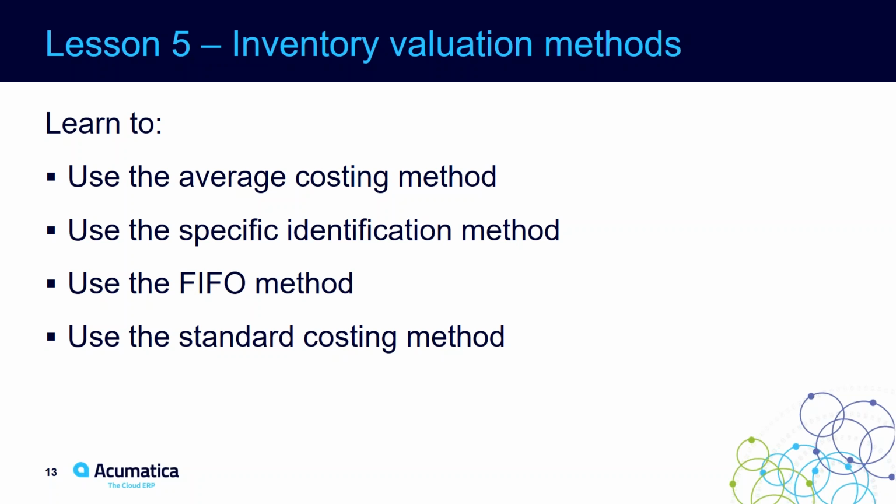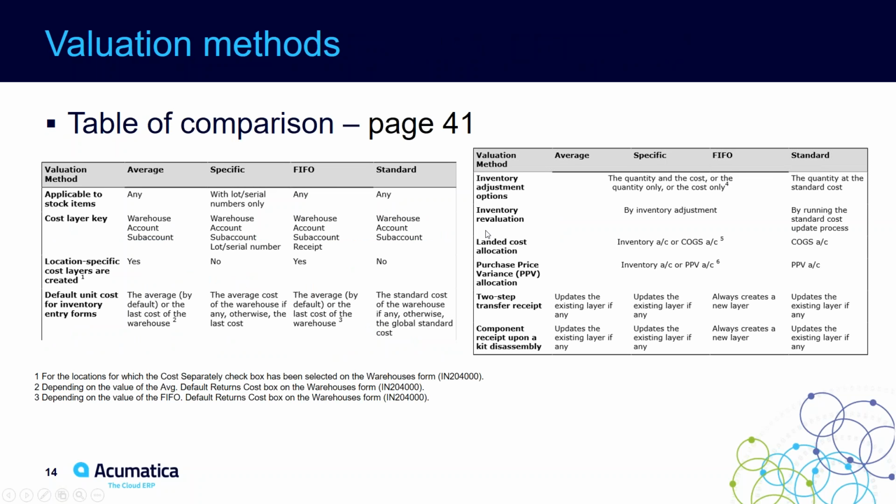So let's start with this valuation method table, which is very useful. Here we can see the differences between each of the valuation methods. For example, the valuation method average is applicable to any stock item. The specific is only for items with lot or serial numbers. FIFO can be applicable to any stock item, and standard can be applicable also to any stock item. So this is a very useful table.